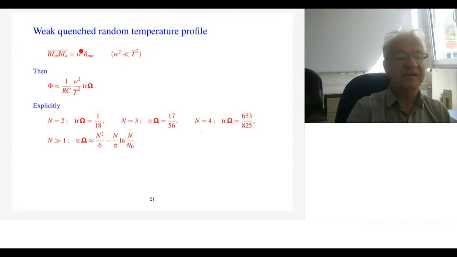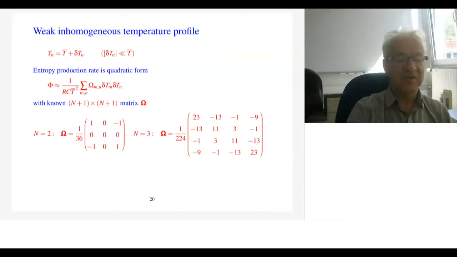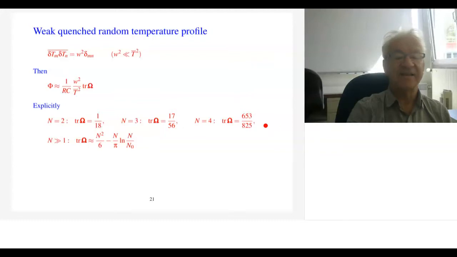If I further specialize to what I call quench random temperature profile, namely these temperature variables to be small and considered as random, fixed once for all, then the mean entropy production rate is again in some units given by this W squared and by trace of this matrix omega, which carries the dependence on the system size. If n is 2, you can work out the trace here. Yeah, it's 2 over 36, 1 over 18, 17 over 56, and so on. And you can also work out the asymptotic behavior of this coefficient here for large n. And now, at variance with the previous case, you find the universal growth in n squared, the quadratic law, with a simple coefficient here, 1 over 6. And you have logarithmic corrections.